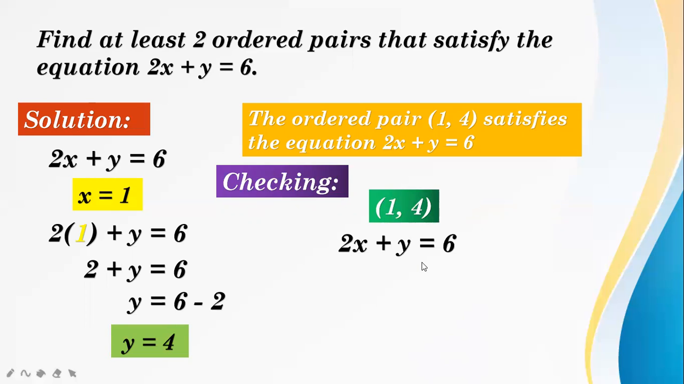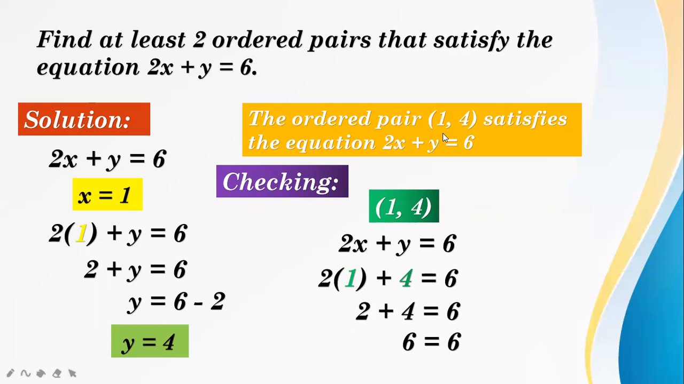Then 2x plus y equals 6. This will be your given equation. Then you substitute the value of x and y. Your x is positive 1 and your y is positive 4. Then simplify: you multiply 2 times 1, the answer is 2, plus copy 4, equals 6. Then 2 plus 4, the answer is 6 equals 6.